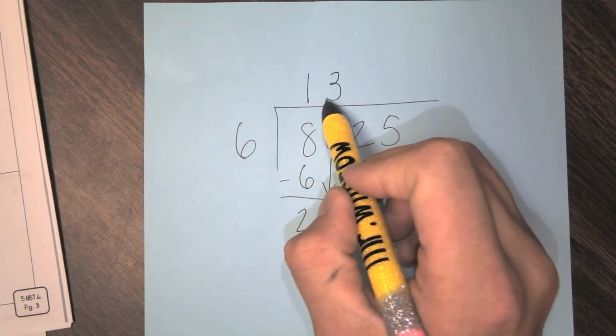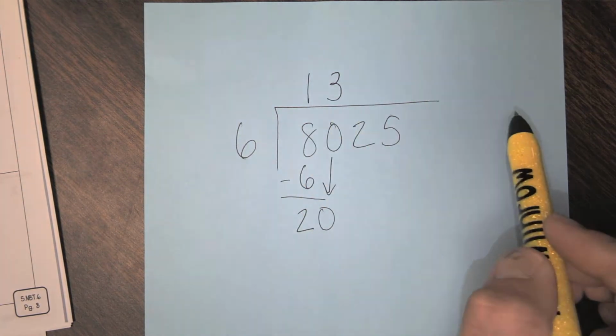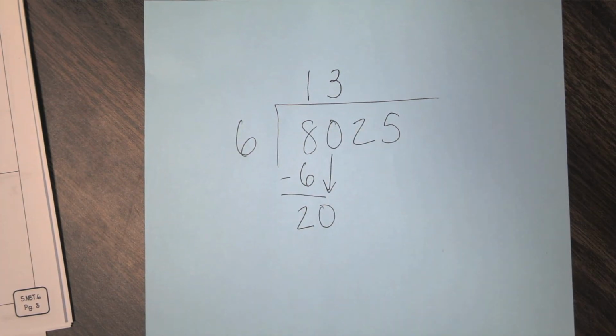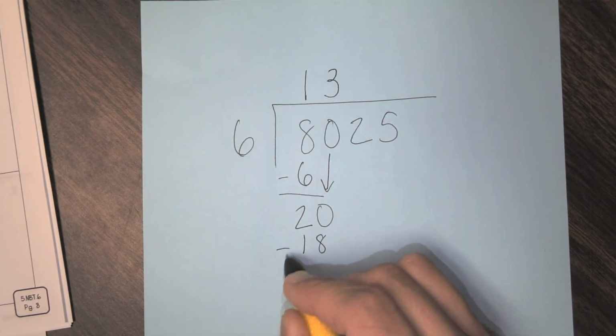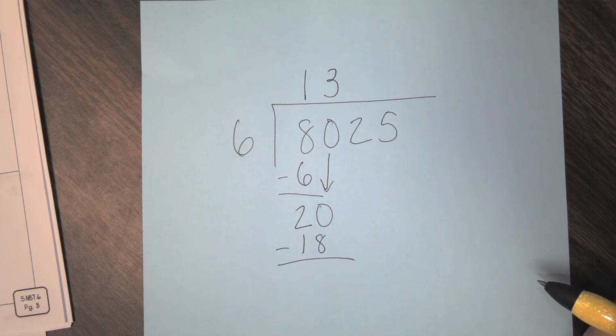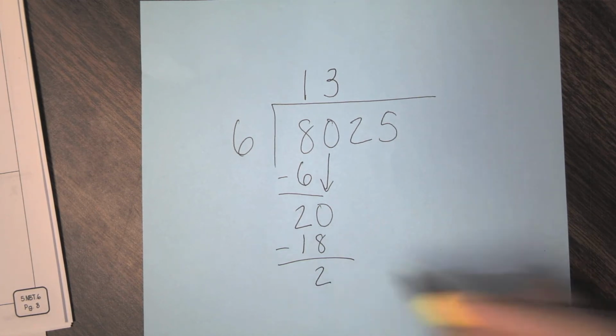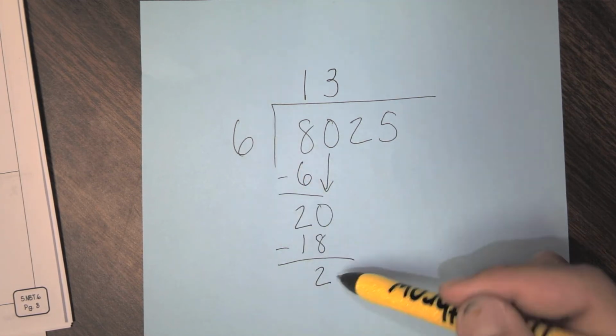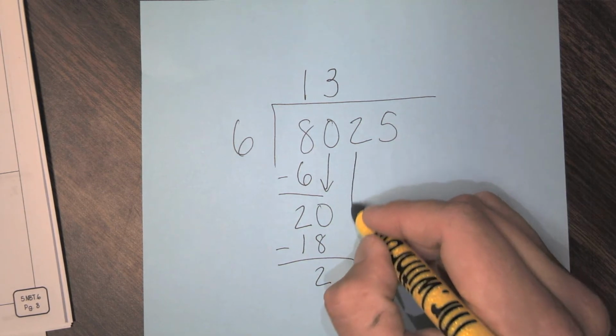It goes right next to the 1. Don't start moving these around and place them wherever you want. It's not how that works. So then we do 3 times 6, 18. Now we subtract. What's 20 minus 18? 2. Does 6 go into 2? No, so we got to drop this other 2.